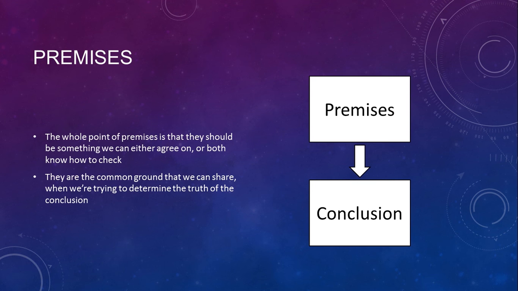So in all of this, I took particular care with the explanation stuff because it highlights a really interesting and important feature of premises. This is something that I want to get on the table right away and get you really clear on. The whole point of premises is that they should either be something that we can agree on or that we know how to check. Premises are where you start your argument from because they're the common ground.